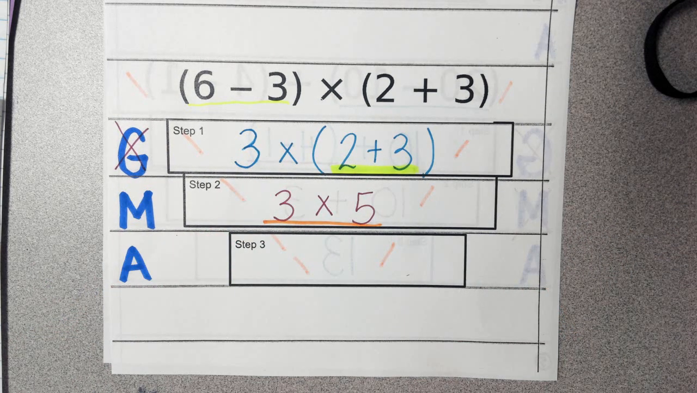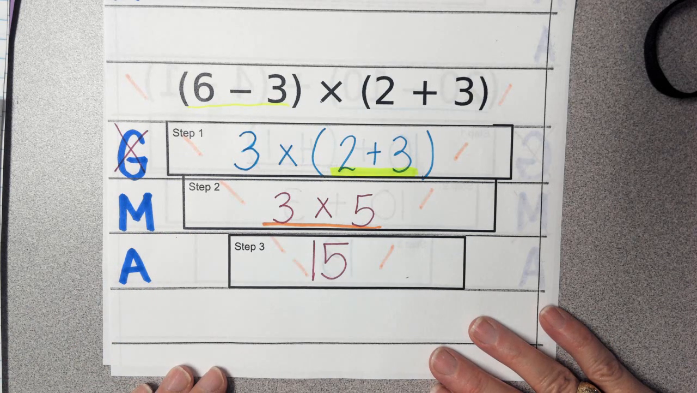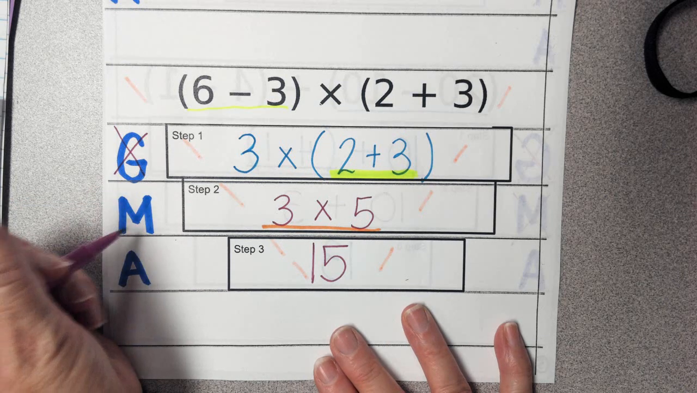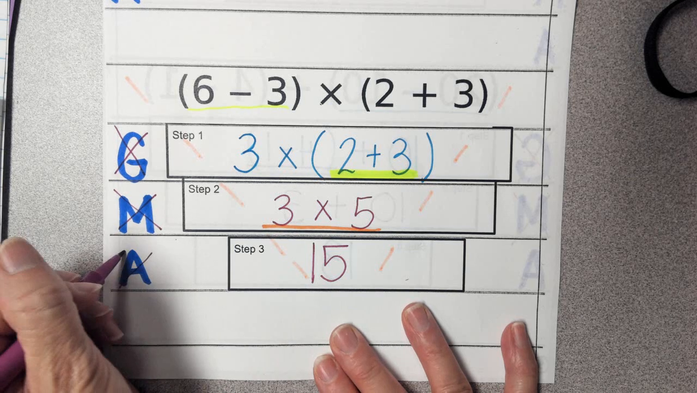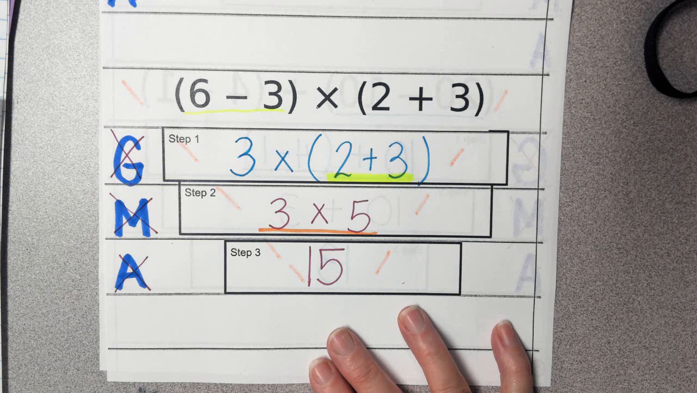So I'm going to underline that, and I'm going to think about what would be 3 groups of 5. I'm going to give you a second to think about that answer before we write it down. And that's right. The answer is 15. Alright, so as I look at my plan of action, we're done with our multiplicatives. We're actually done with the problem because there are no more actions to solve. So our simplified answer for this one is 15.